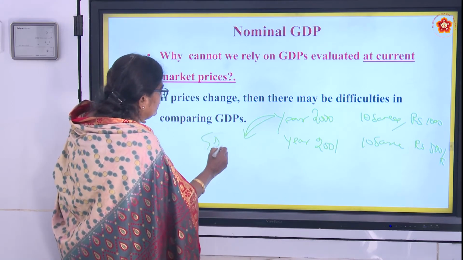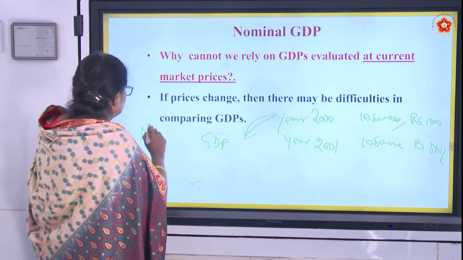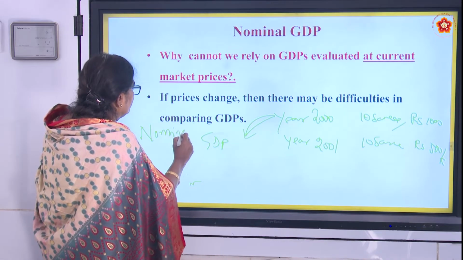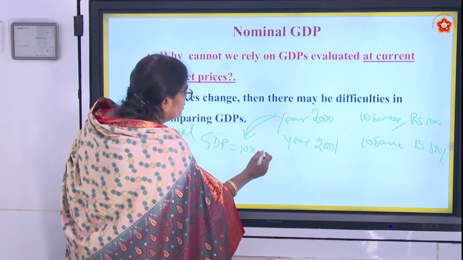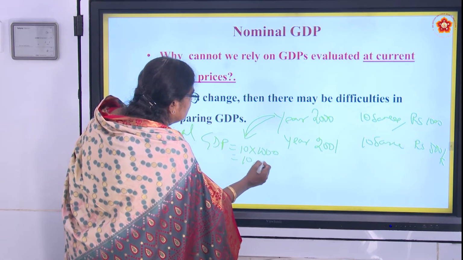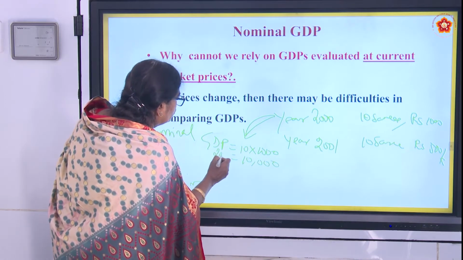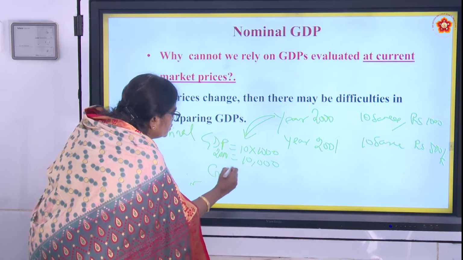You know GDP, what GDP are we measuring? Nominal GDP at current prices. Nominal GDP at current price is how much? 10 saris at the rate of 1000. How much? 10,000 is GDP in the year 2000. What about the year 2001? GDP 2001, how much?